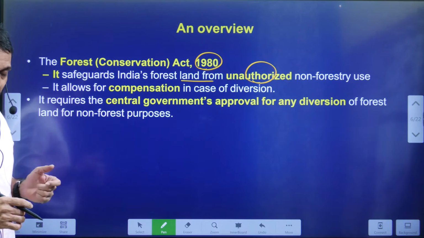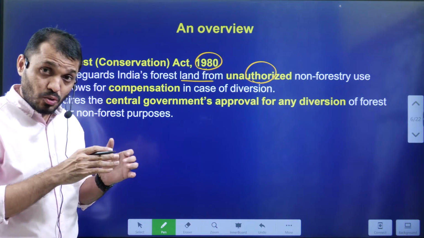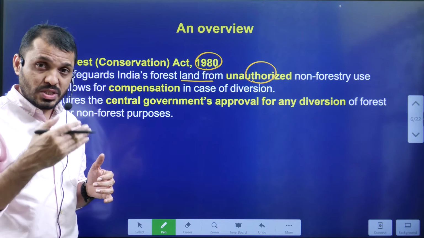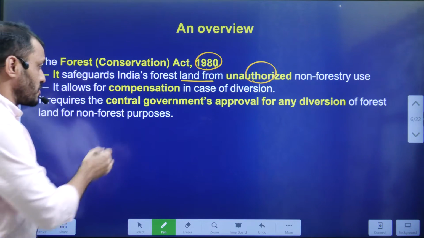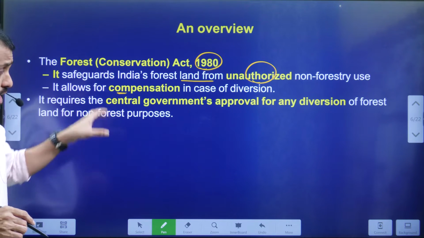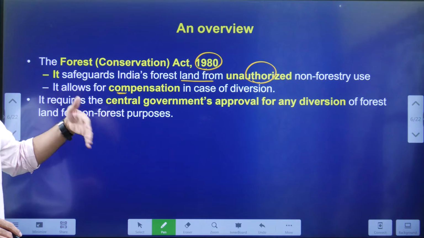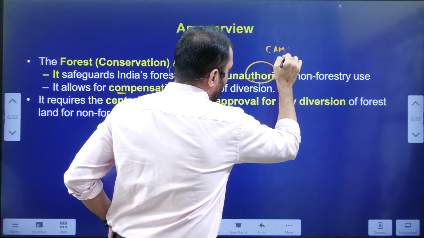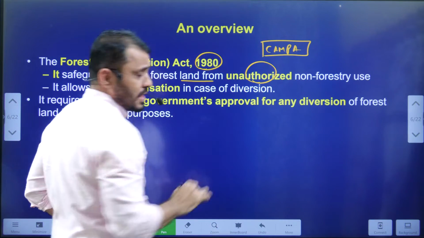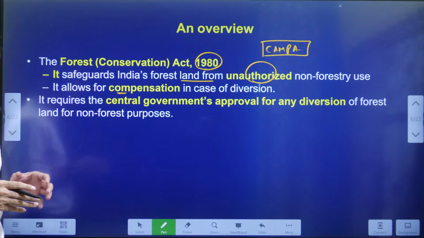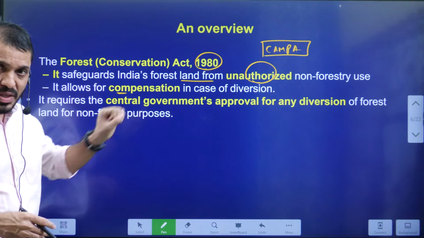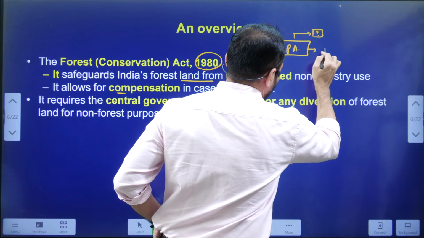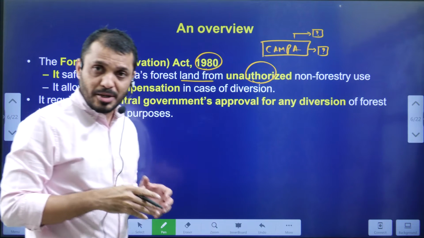For example, if 5 acres of forest are converted into non-forest purpose, that means 5 acres of trees you have to grow somewhere else. That is known as compensation. According to this law, after two more decades, we also brought CAMPA, the Compensatory Afforestation Fund Management and Planning Authority. If you know the answer, students, tell me: CAMPA funds are contributed by the union government or state government? Comment your answer.